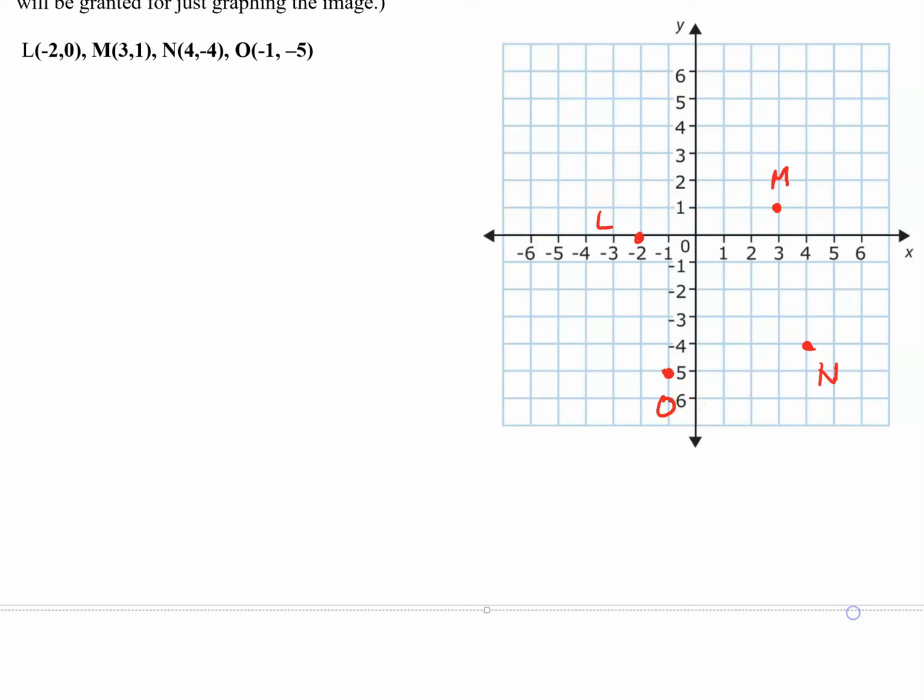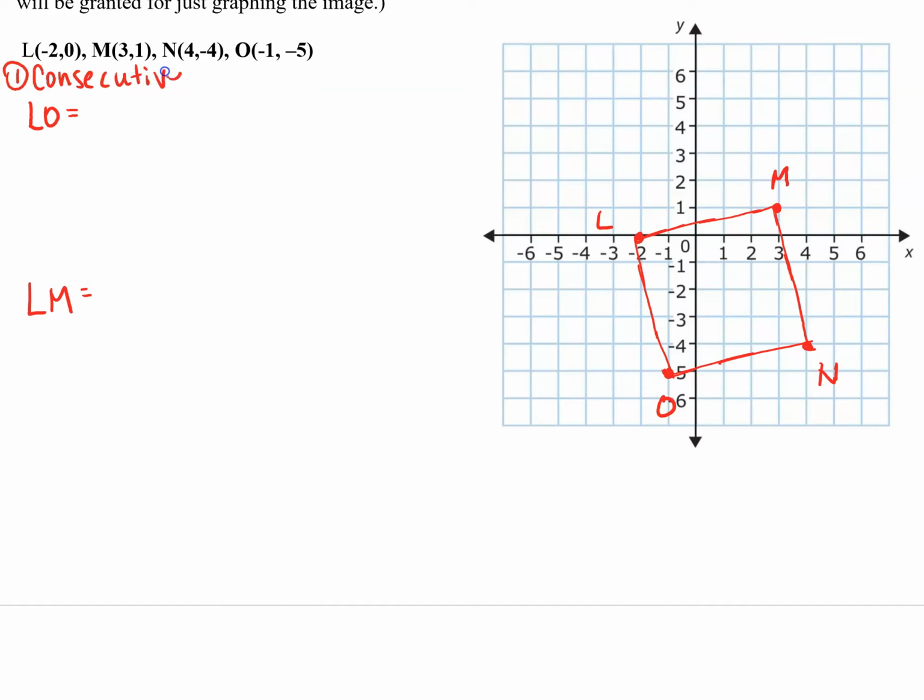Okay, so this is the shape I'm looking at. Looks like it could be a square, but we'll find out. All right, so first check is consecutive sides. I'm going to get the distance of LO, and then I'm going to need the distance of LM. And then I'm going to compare those two. So the number one check is consecutive sides, two sides that are touching each other.